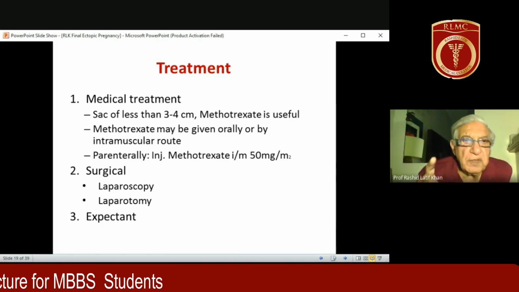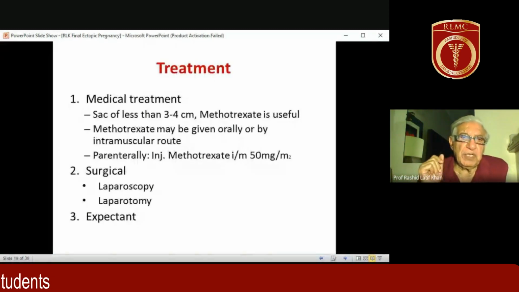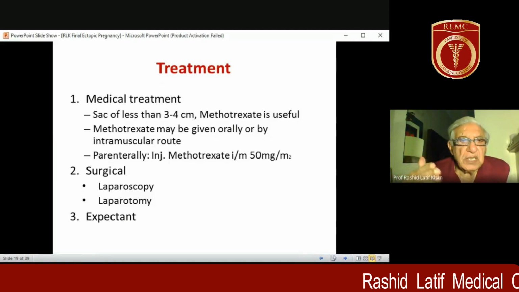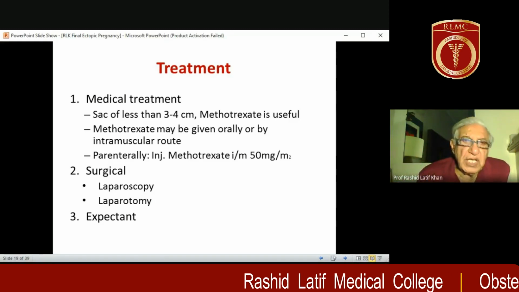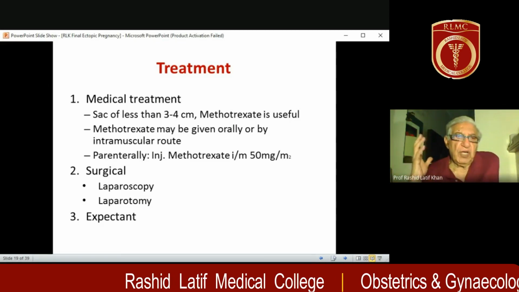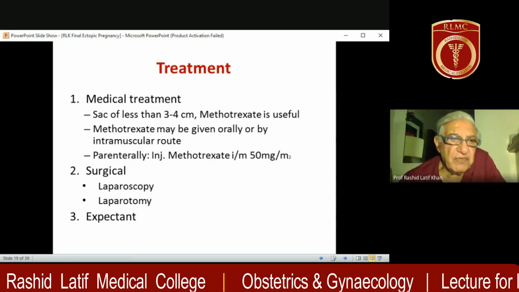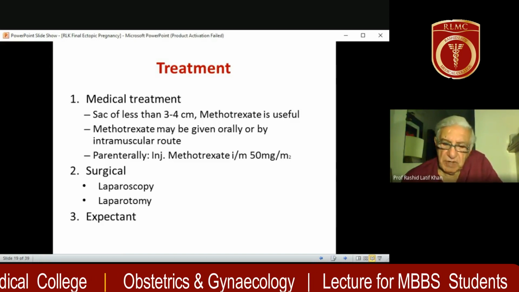And the condition has to be so early that the sac is less than 3 to 4 centimeters. Methotrexate can be given orally or intramuscularly. Normally 50 milligram intramuscularly is given. And then if the patient comes late as an acute emergency, then surgical treatment. If you are expert in laparoscopy, you can do laparoscopic surgery. If not that, do laparotomy because it is a life-saving procedure.